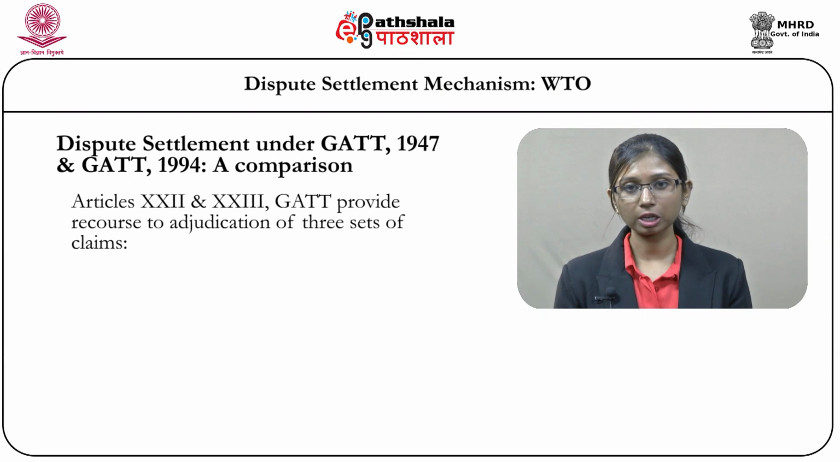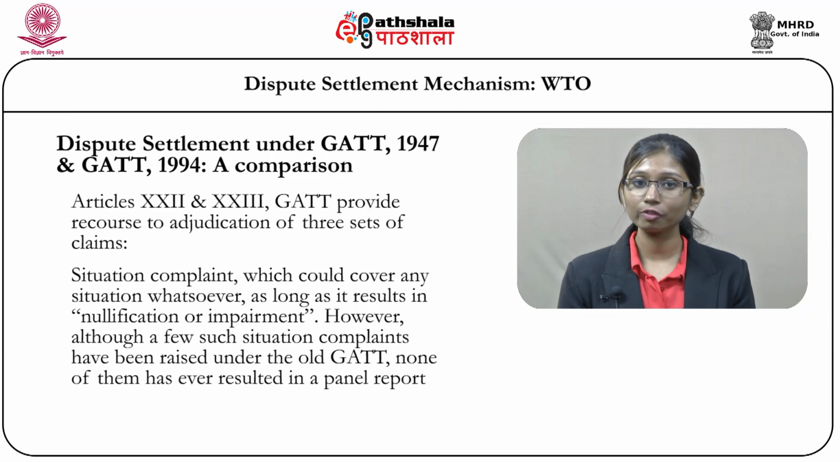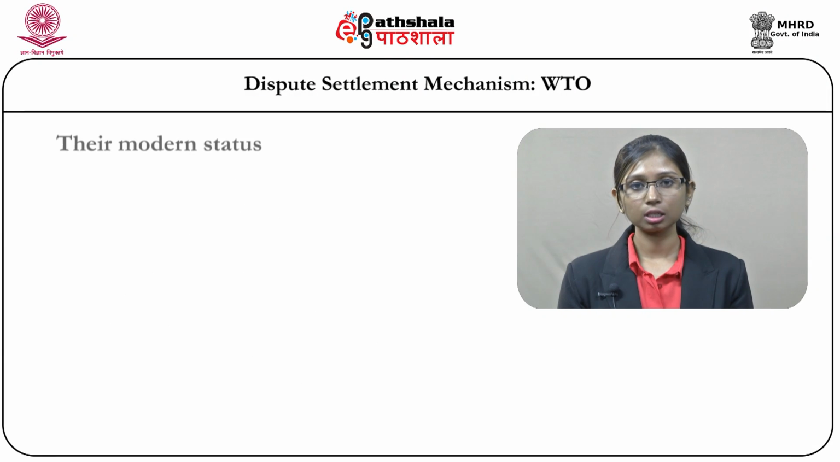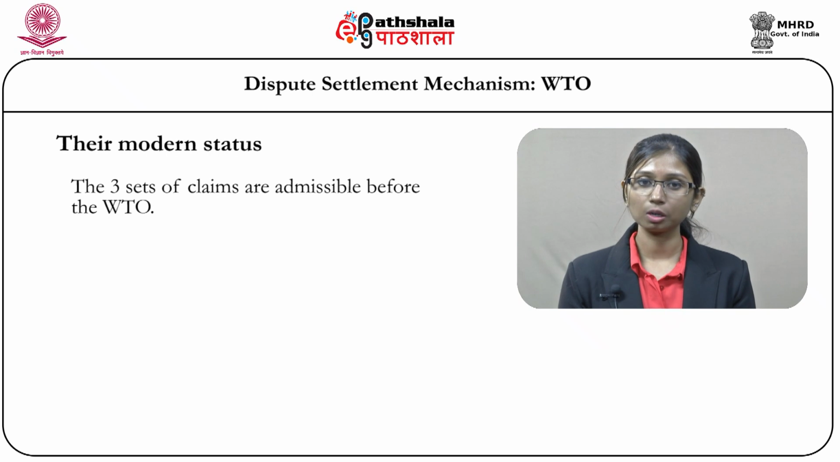Similarly, there is a third aspect of complaint, which is also known as the situation complaint, which however is sparingly used as it is a catch-all provision and deals with any situation that may be presented before the dispute settlement body if it leads to nullification or impairment. Having laid out the three different forms of complaints that were prevalent in the GATT era, we now see that the three sets of complaints also find a presence in the modern DSB.